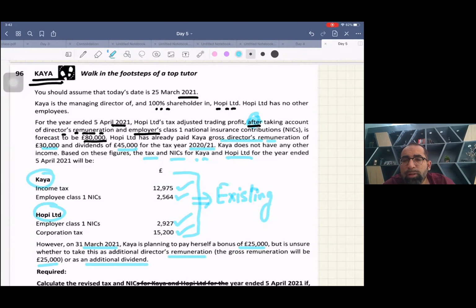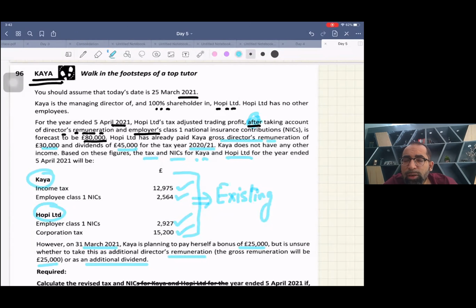Now come to Kaya. As Kaya is receiving additional salary, obviously she has to pay income tax on that, and obviously she has to pay class 1 employee NIC on that. So these are the consequences of taking out an additional bonus.